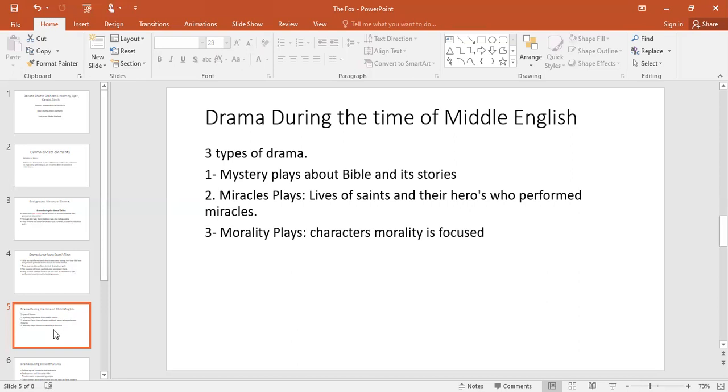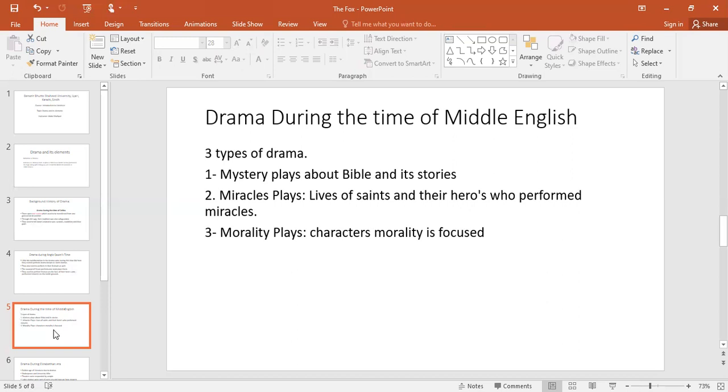If someone from the society was a hero, and he fought very bravely, and he was very dangerous for the enemies, and he performed miracles in the battle on the battlegrounds, then they also used to portray the story of their hero on the stage. So you see, in miracle plays, they were focusing on two things: saints and their heroes. Whatever miracles they performed, they portrayed those miracles in their play, and they made a drama, and then they performed it on the stage. I hope you have understood this now.